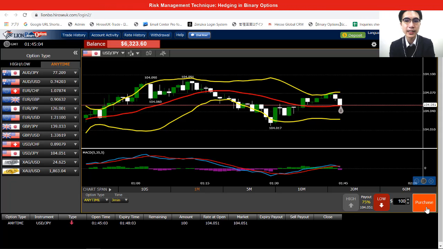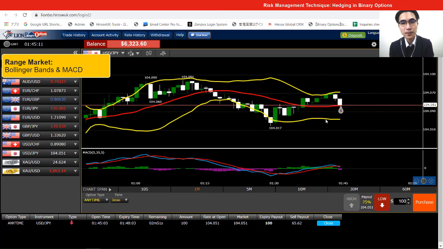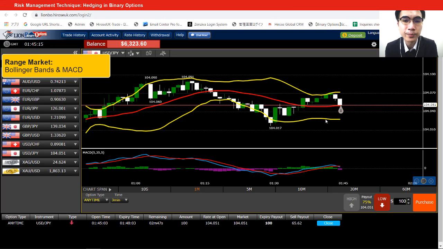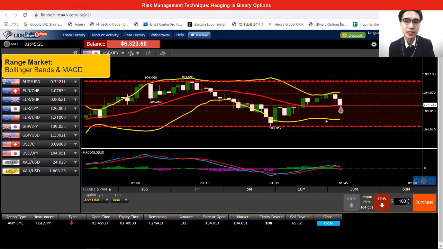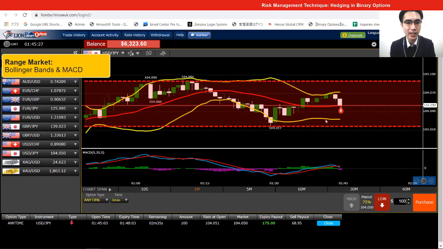I place a trade now. Again, the strategy is a range market trading strategy, so first I need to confirm the price is in a range market now. How do I do that? I just put in 2 lines in the chart, and now I see that the price is moving within this particular range, this box. So I can say that the market is in a range market.